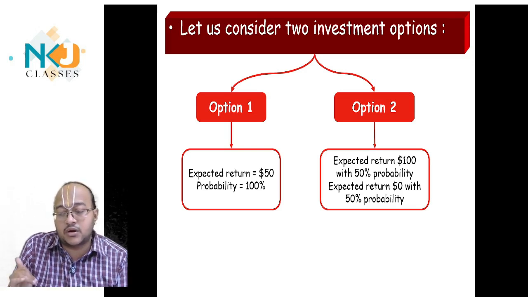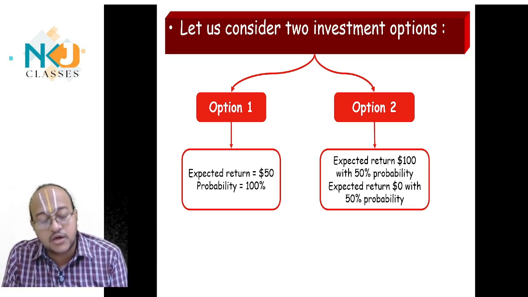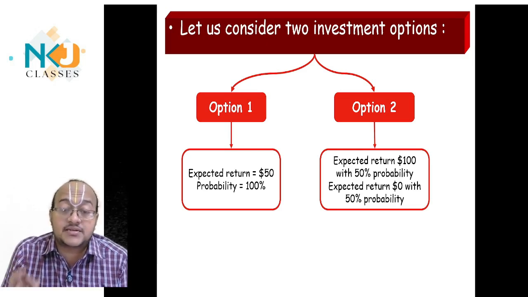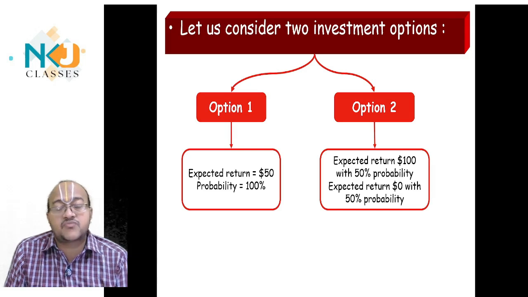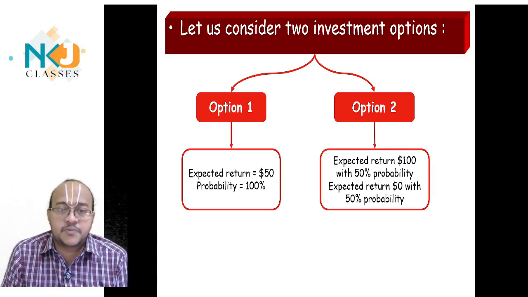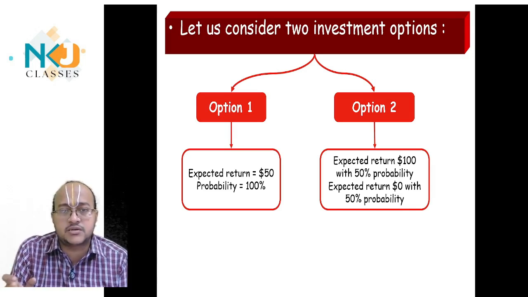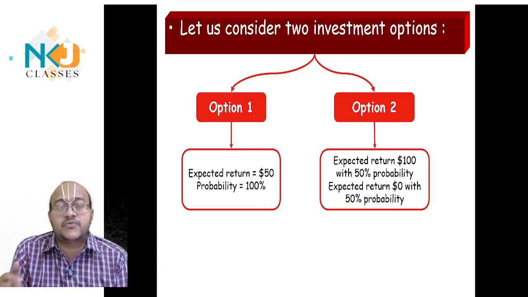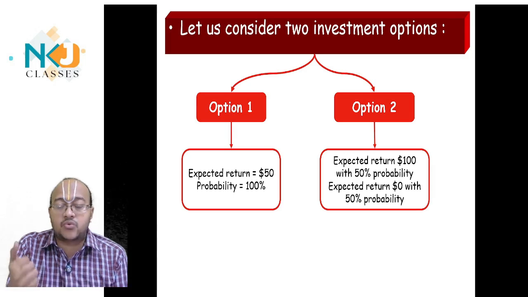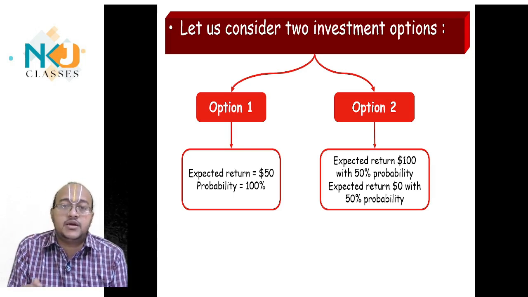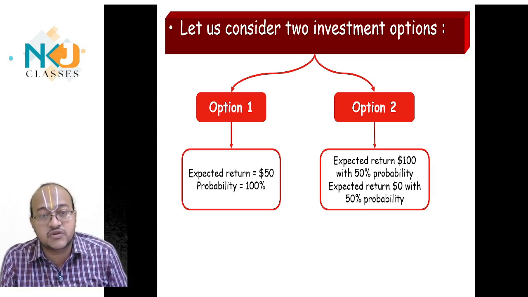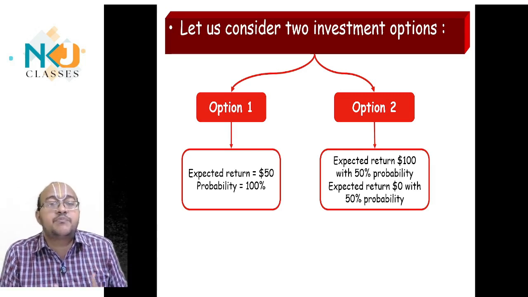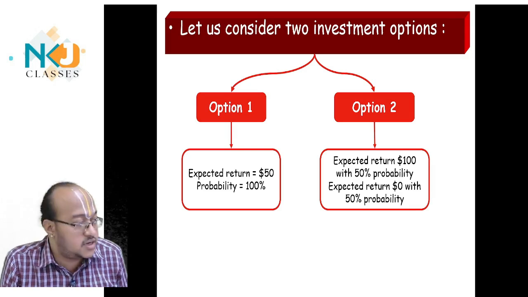Which means your earnings can also become 0, or can go as high as 100. 50% into 100 is 50, plus 50% into 0 is 0. The total expected return is 50 in the first case as well as the second case. Which one will you select? It all depends on the risk appetite of the investors.